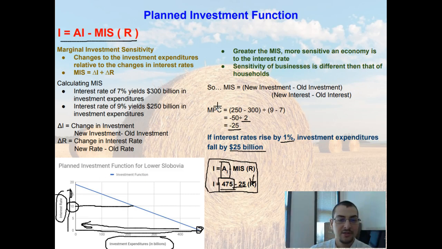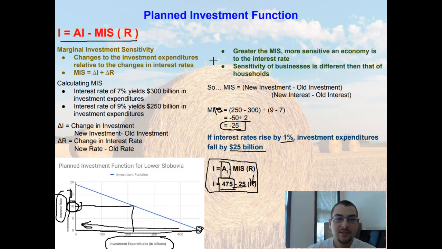The way that I did that was I just took this 10 times this marginal investment sensitivity, this negative 25 billion. If interest rates were at 10%, we would lose $250 billion worth of investments, making our total investment expenditure right there about $225 billion.